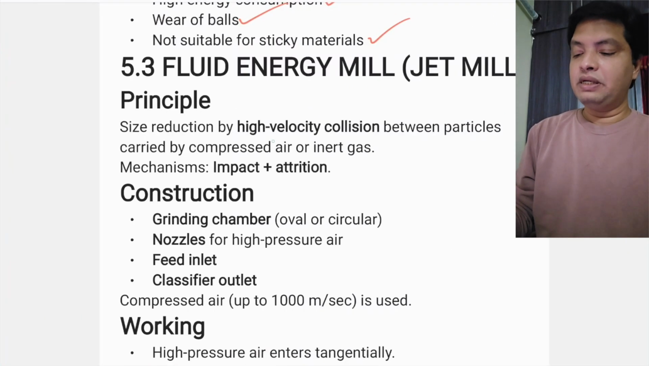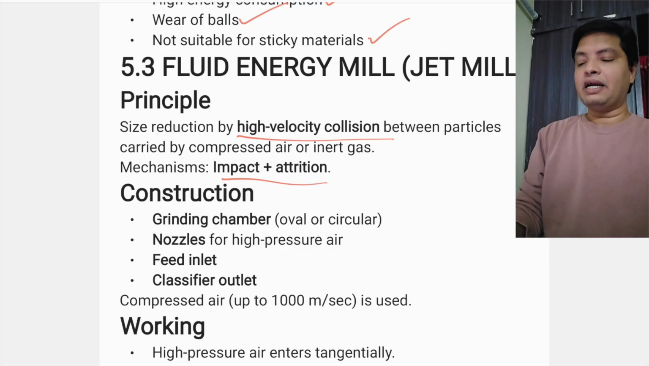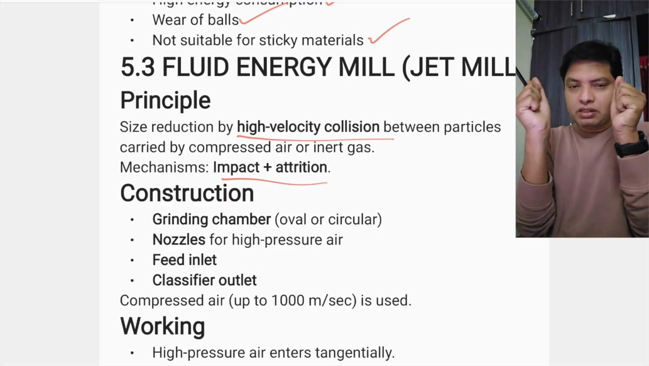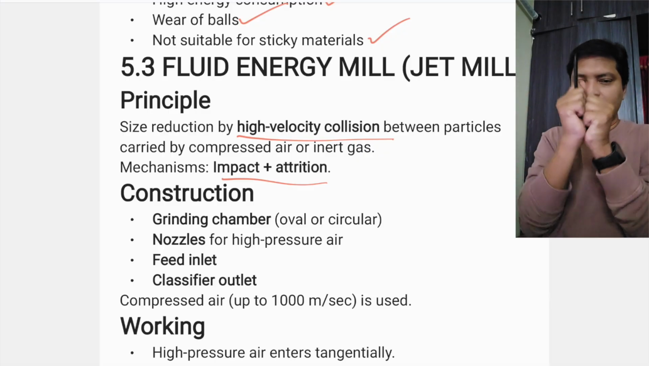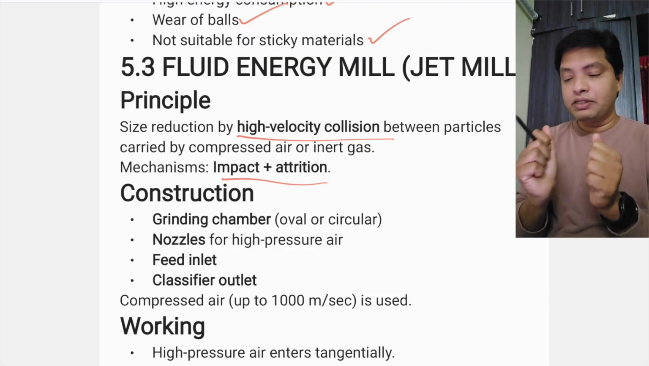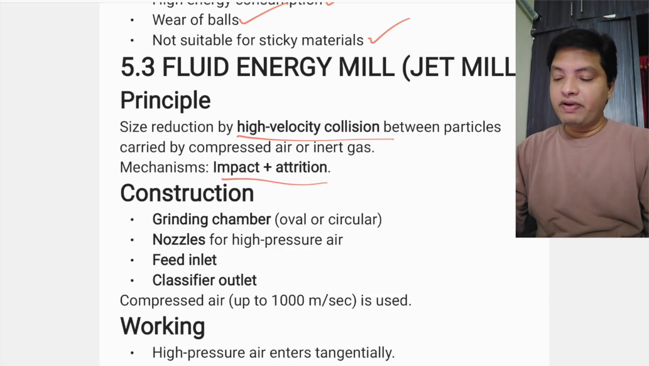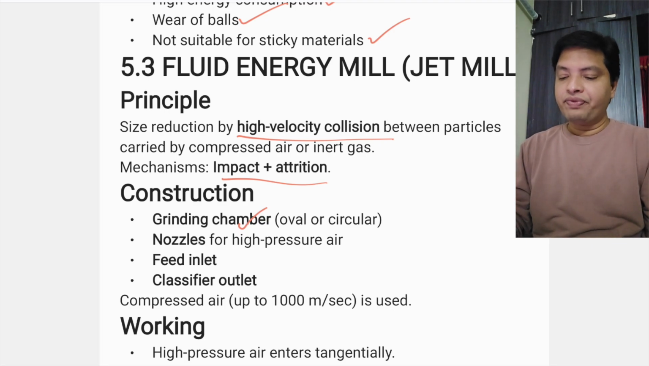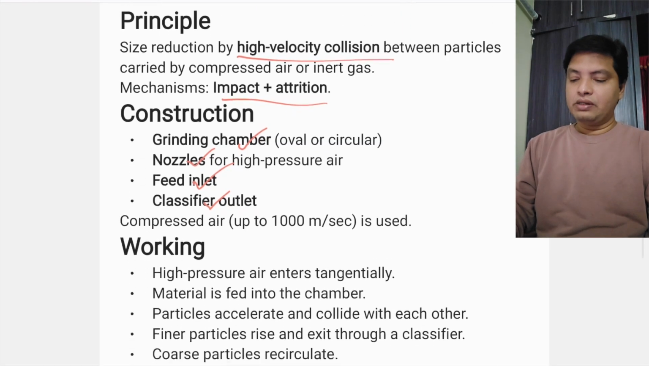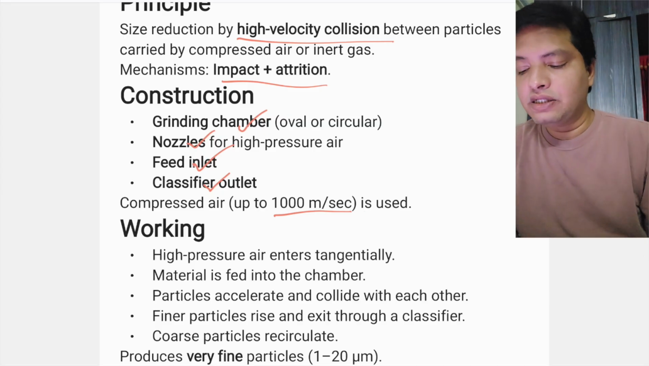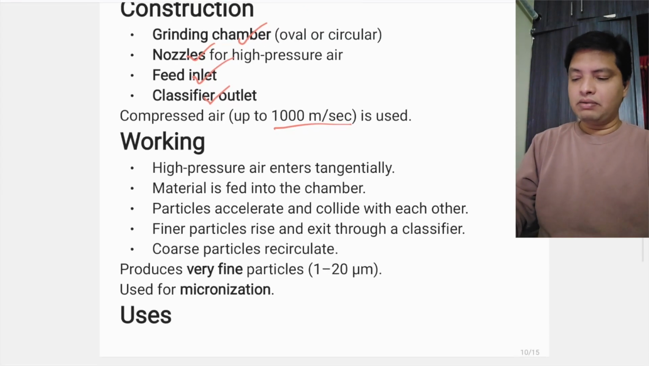So the principle is high velocity collision, impact and attrition. Air will be flowing very fast and the particles will collide with each other and also undergo attrition with each other. Construction: we have a grinding chamber, the oval circular chamber I showed you. Then we have nozzles, feed inlet and classifier outlet. Compressed air up to 1000 m per second is used. This is a compression unit.